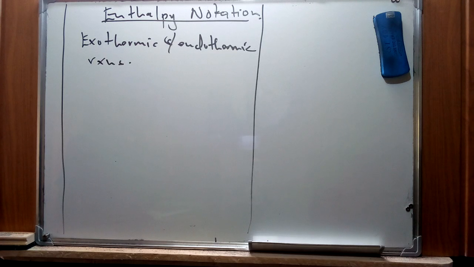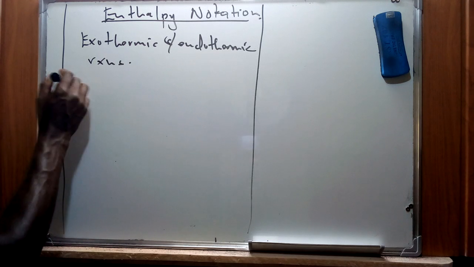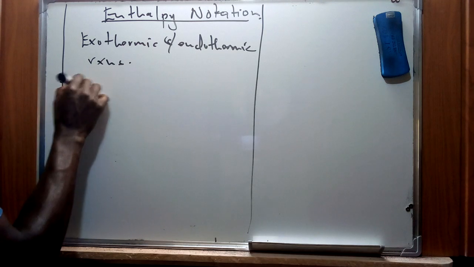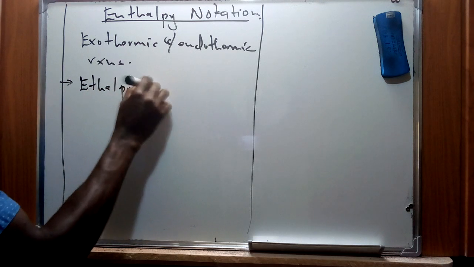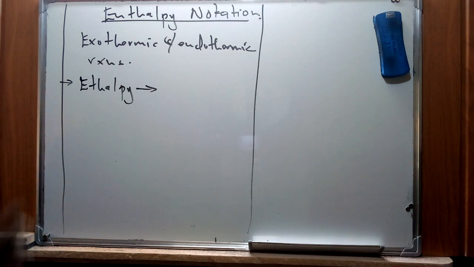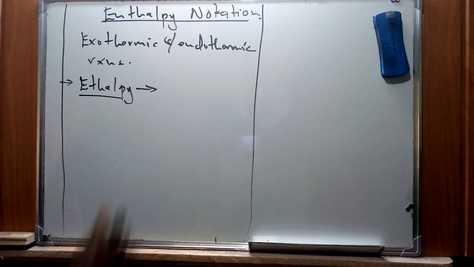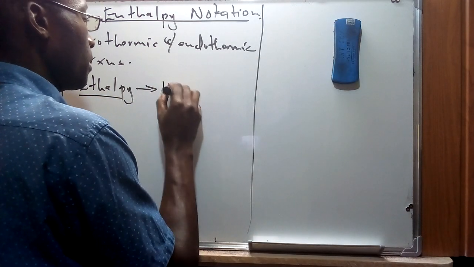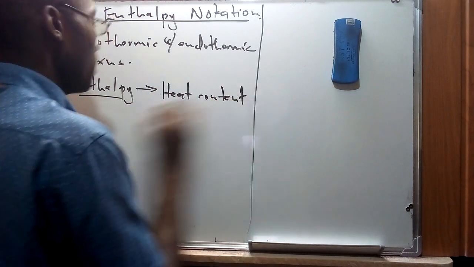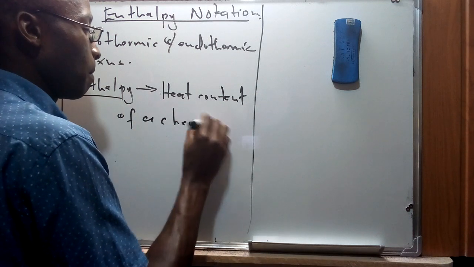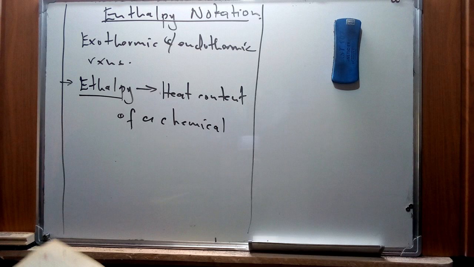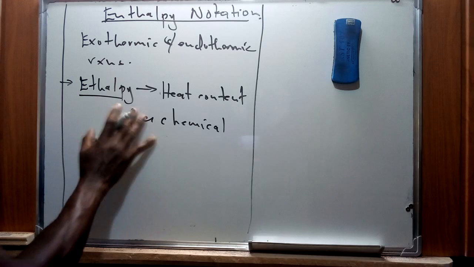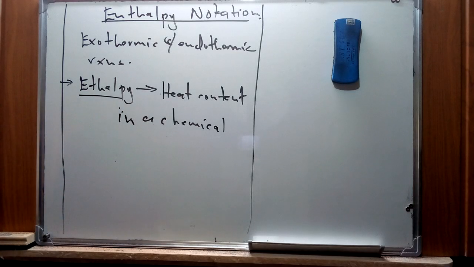So in this case, we are going to look at this concept of enthalpy notation by first understanding what the term enthalpy is. Basically, we've already discussed it, but I'm just going to give a short brief. Enthalpy refers to the heat content of a chemical. Briefly, we can give a definition as heat content in a chemical.